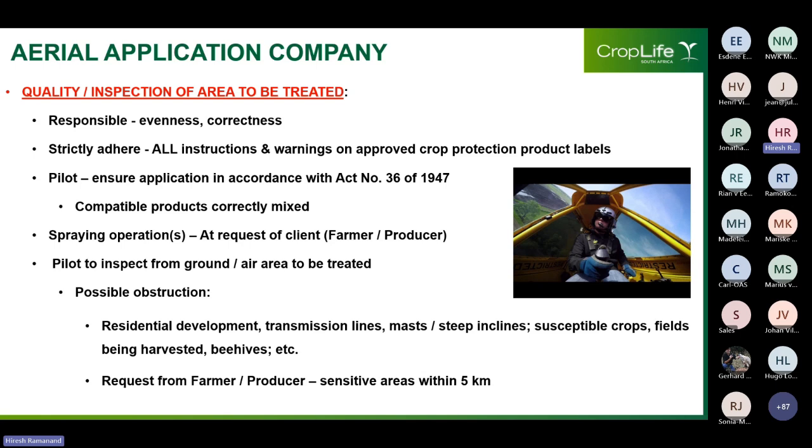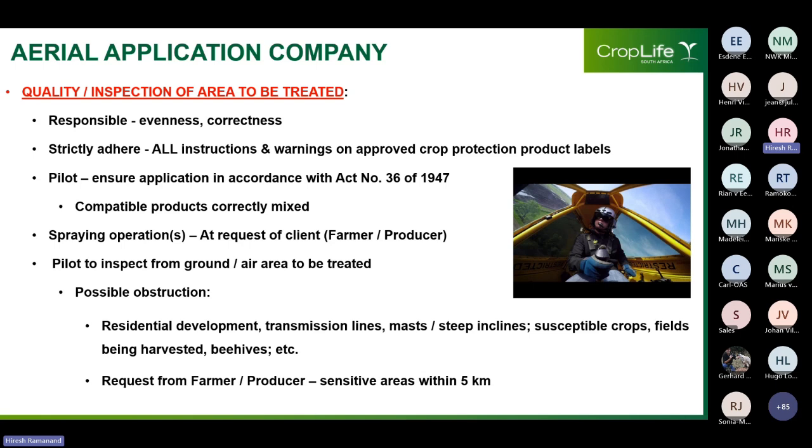The aerial application company will be responsible for evenness, correctness, and quality of application. In addition, the company must strictly adhere to all label instructions and warnings stated on the approved label of crop protection products. The pilot must ensure that application is done in accordance with Act number 36 of 1947 and that the products are compatible and correctly mixed when this is applicable. The aerial application company will carry out the spraying operation upon request by the farmer producer. And remember, as I covered earlier, the final decision on the product, company, aircraft, and pilot rests with the client.